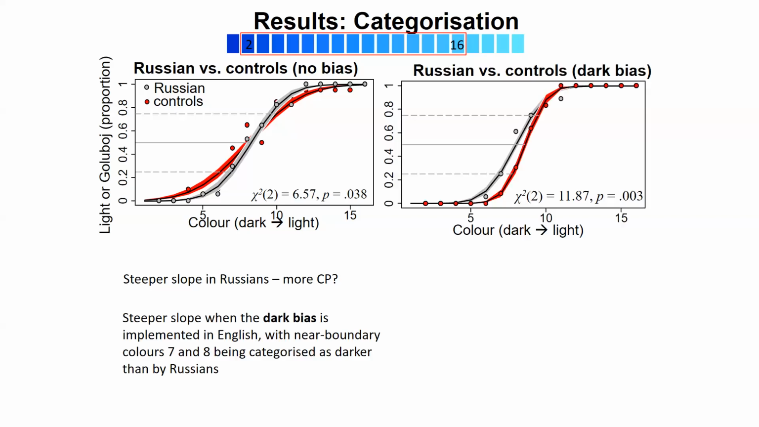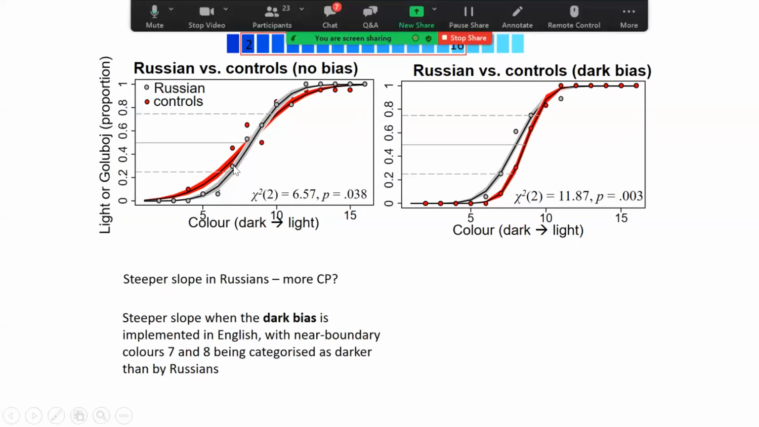Now the effects of bias are interesting because in the Russian participants, the effect of bias simply shifts the whole curve to the left. But in the English participants, if you look at these colors 7 and 8, they are in both samples colors that transition where the boundary would be, so where you're at around 50%. But in English participants, when you see many dark colors, these two boundary colors become themselves much darker, and they sort of get absorbed inside this dark bias, but the same does not happen with Russian participants.